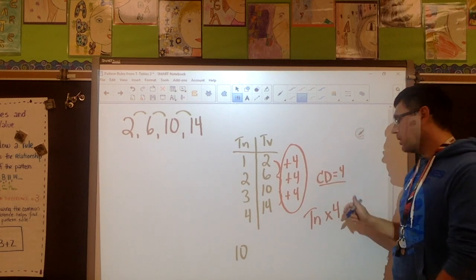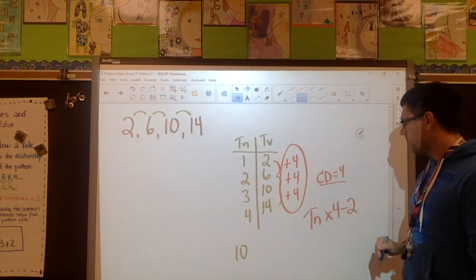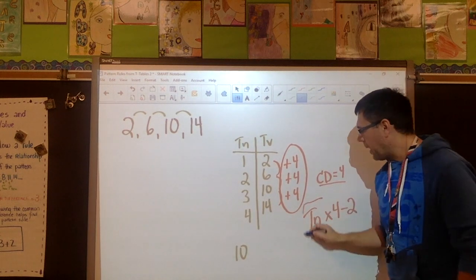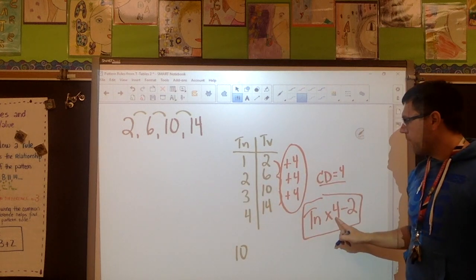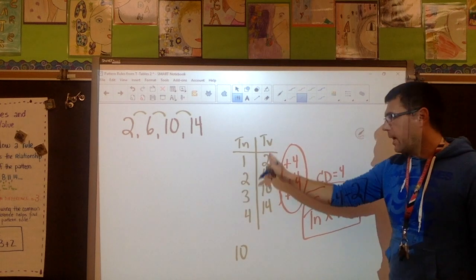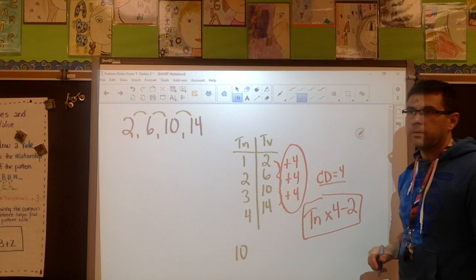How did we go from 1 times 4 is 4 and end up with a 2? Well, we must have backtracked. We must have subtracted 2. So this is our pattern rule. Take the term number, whatever term number, multiply it by 4, and then subtract 2, and that will tell you the next value in the sequence.